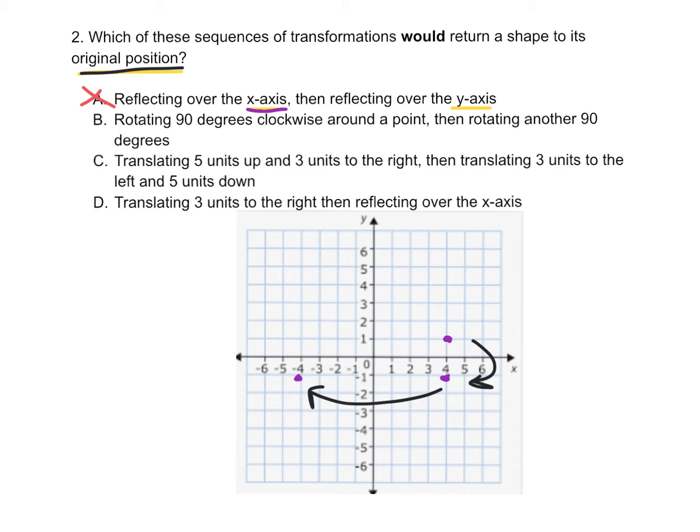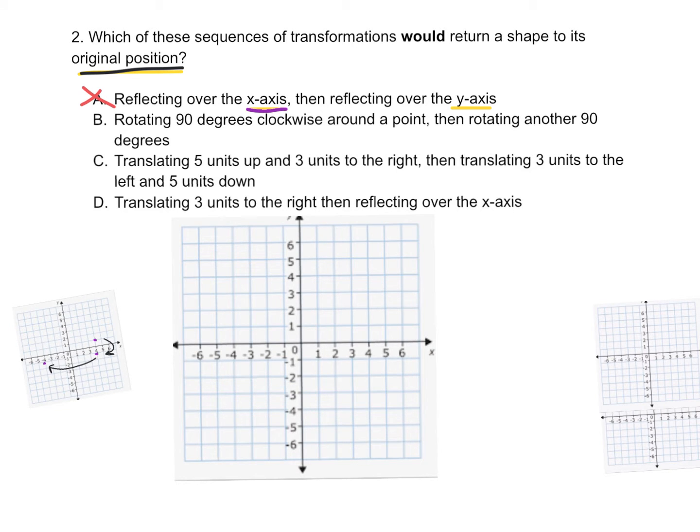Let's try B. Now we're going to rotate 90 degrees clockwise around a point and then rotate another 90 degrees. So 90 and 90, so we're going to rotate 180 degrees. To be back in its original position, it would have to do a complete 360. So I think this one's going to be out, but let's go ahead and take a look here.